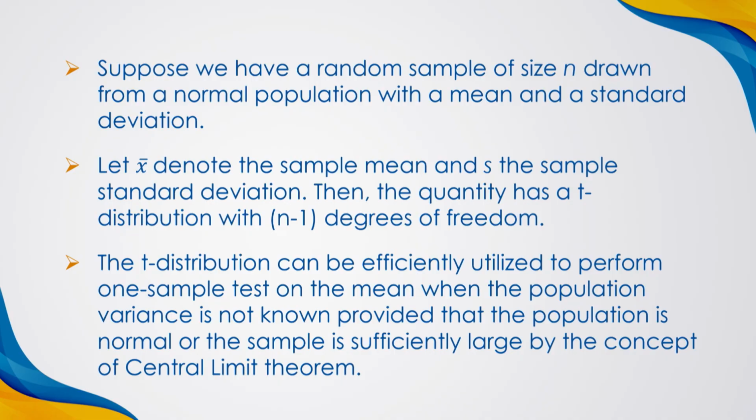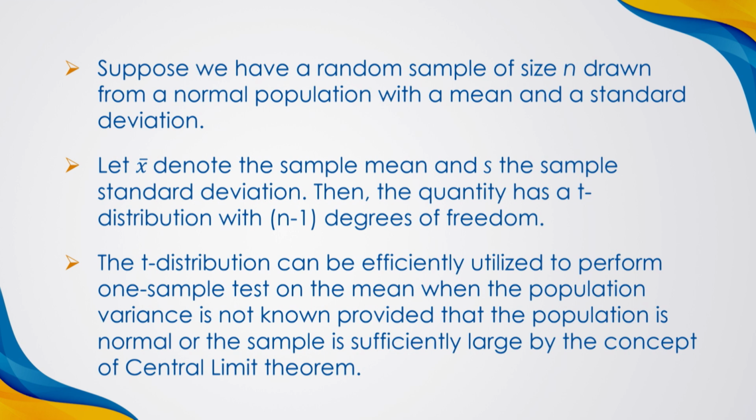Dear students, let us begin the second part of the lesson, in which you will learn about the conditions for applicability of the t distribution. Suppose we have a random sample of size n drawn from a normal population with a mean and a standard deviation. Let x bar denote the sample mean and s be the sample standard deviation. Then the quantity has a t distribution with n minus 1 degrees of freedom.